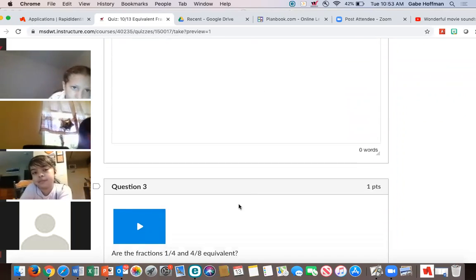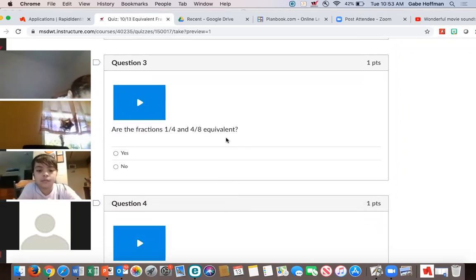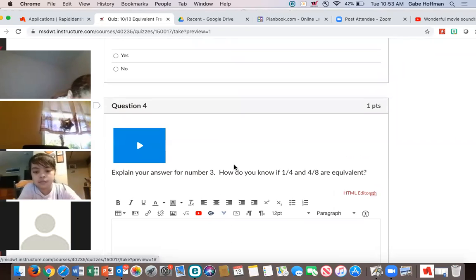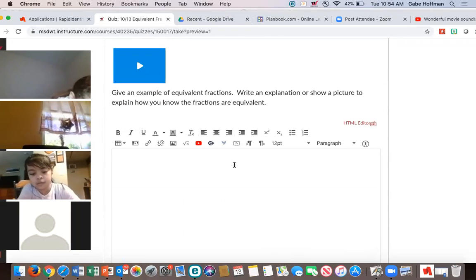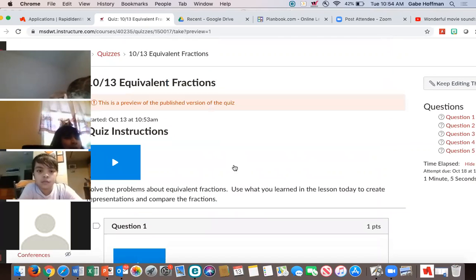So that is 1 and 2. 3 and 4 are the same. Are the fractions 1/4 and 4/8 equivalent? Explain your answer for number 3. How do you know? And then question 5 says, give an example of equivalent fractions. Write an explanation or show a picture to explain how you know the fractions are equivalent. So that means on your own, you're going to have to give us an example of 2 fractions that are equivalent, based on making examples on your own. All right, that is your job today. It is those 5 questions.